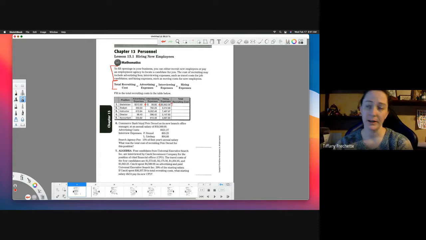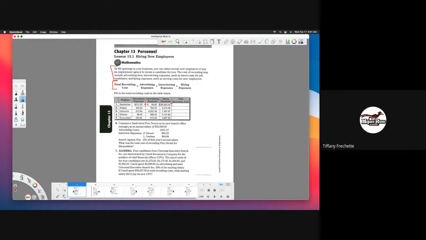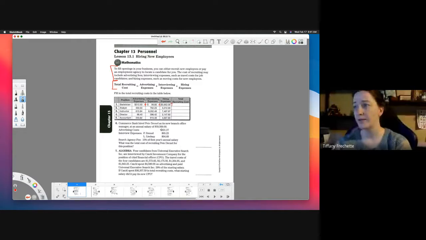Now we're going to go down. Let's look at the word problem here. So Commerce Bank hired Pete Drexel as its new branch office manager at an annual salary of $59,500. Advertising costs were $421.26. Interview expenses for Drexel were $85.25, and for Lindsay were $94.60. Search agency fee, 15% of their first annual salary. What was the total cost of recruiting Pete Drexel for this position?